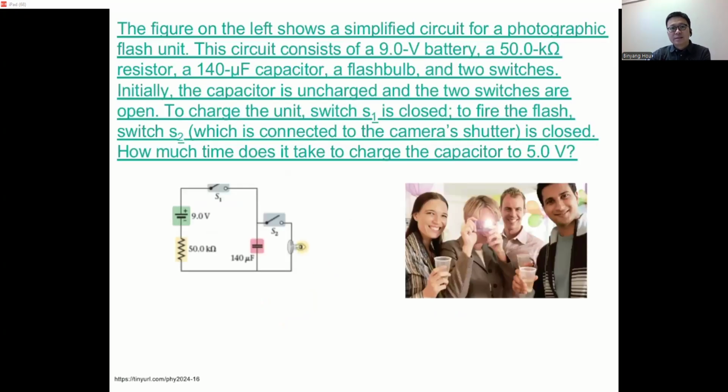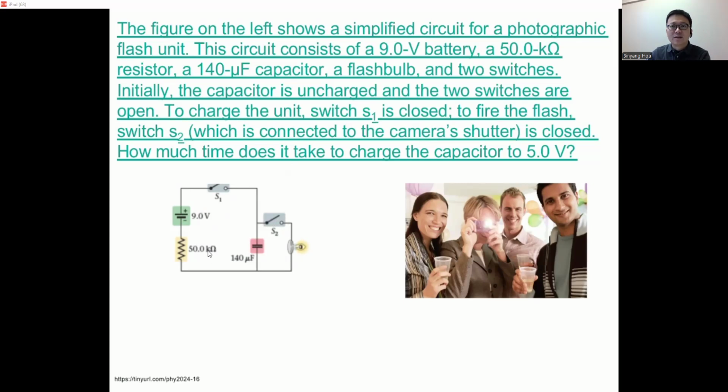This one says the figure on the left shows a simplified circuit for a photographic flash unit. About 15 or 20 years ago, digital cameras were still a very famous thing, and there was a flash unit made up of a circuit like this one. A battery charges the capacitor, and later the energy in the capacitor is released to flash out the light to take pictures. This circuit consists of a 9-volt battery and 50 kilo ohms.